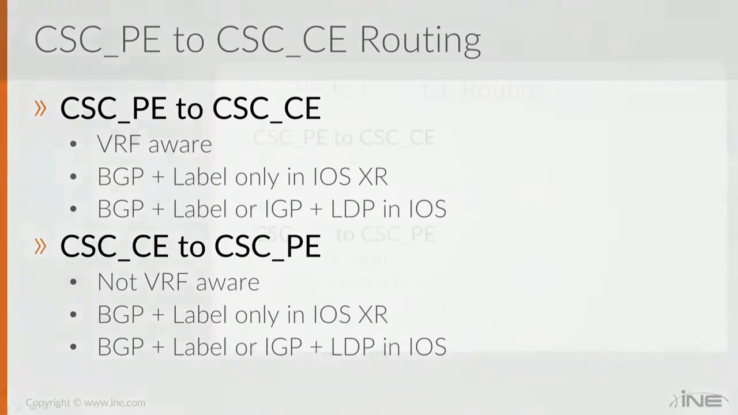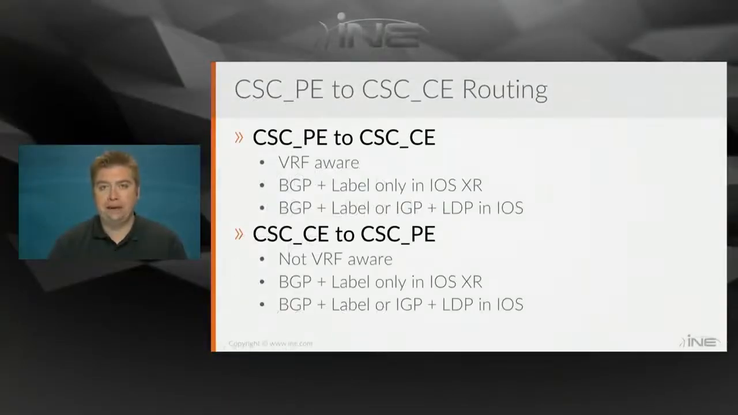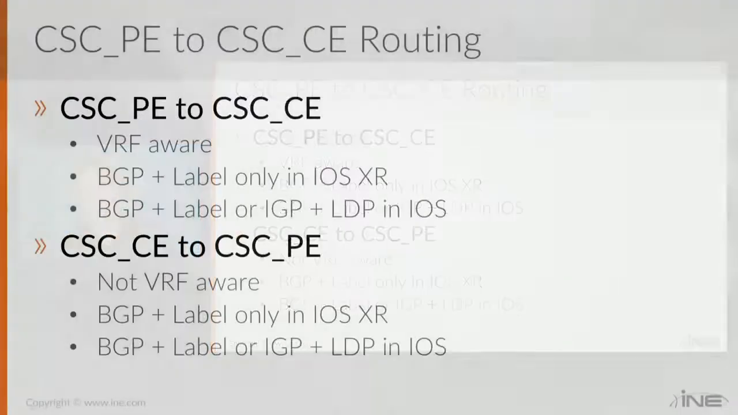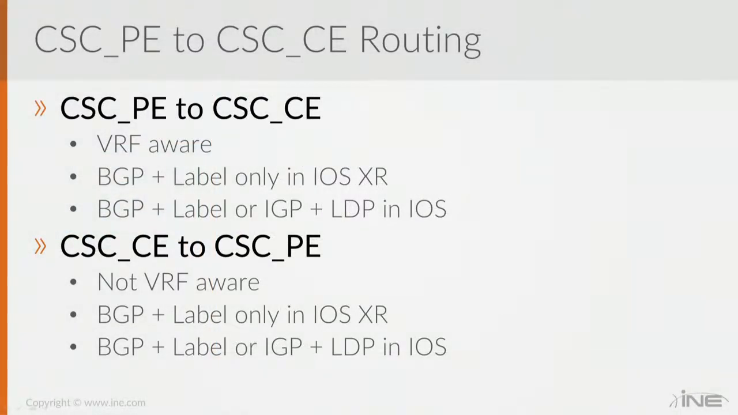On the other side, which is going to be the CSC CE back to the CSC PE, they are not going to be in a VRF, but they do still need to be running MPLS, which means that in IOS XR, we're going to be doing this with BGP plus label. In regular IOS, we can do it either way.